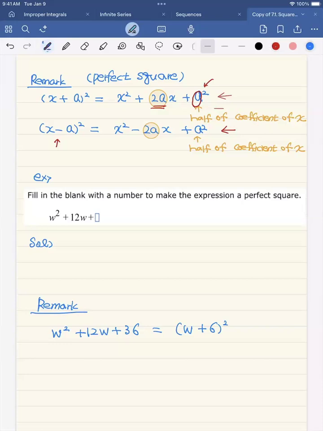In the following problem, we have to fill in the blank to make the expression a perfect square. So it must be either the first or second form. This has 12w, so it's something to do with x plus a squared. We can understand the middle part as 2 times 6. What I said was the last number is half of 12, so that is 6. 6 squared, so we have to write 36. When we decompose it, that is w plus half of the number in front of w, which is 6, squared.